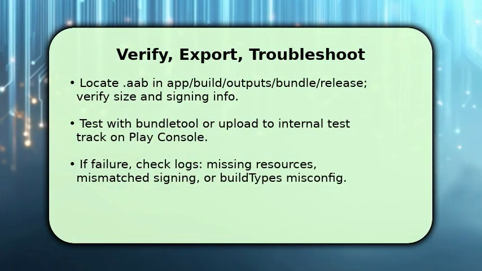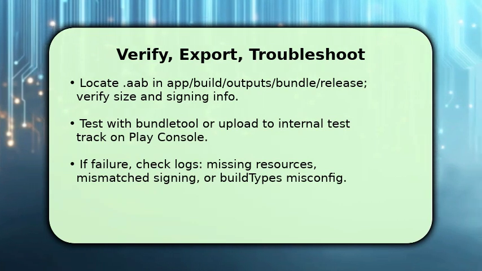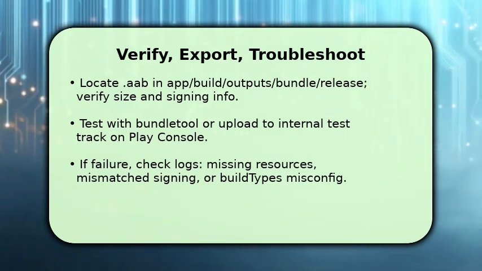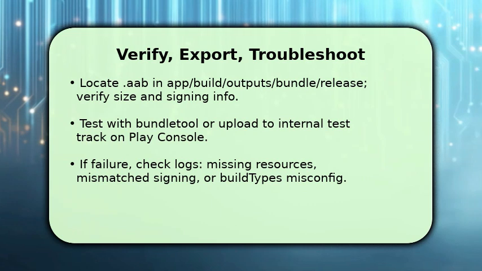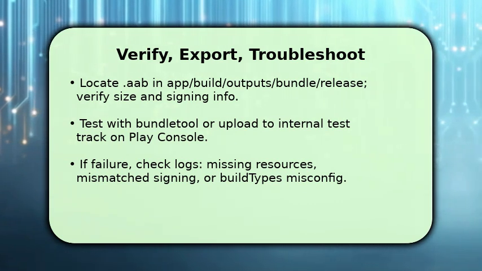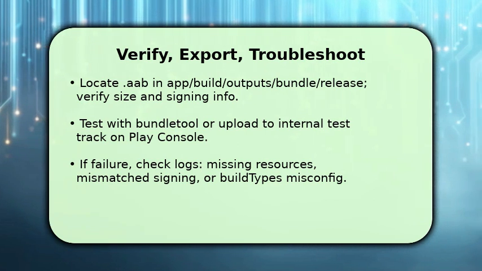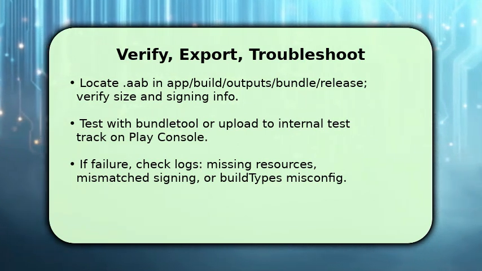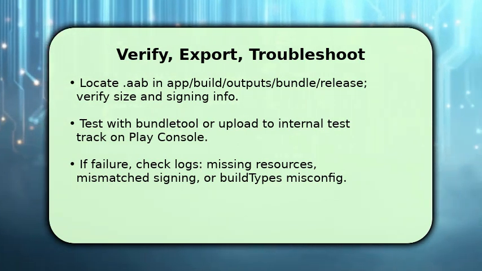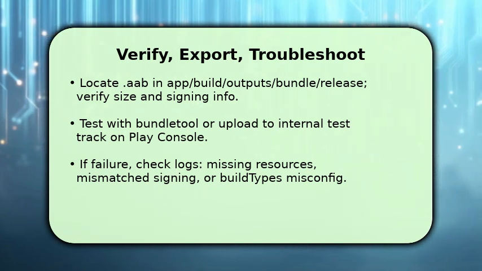Finally, locate the generated AAB in app/build/outputs/bundle/release and confirm it's signed and within expected size. You can use Bundle Tool to create an APK set for local testing or upload directly to the Play console internal test track so you verify device installs.